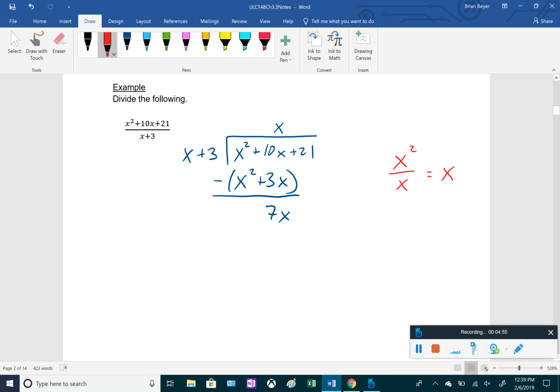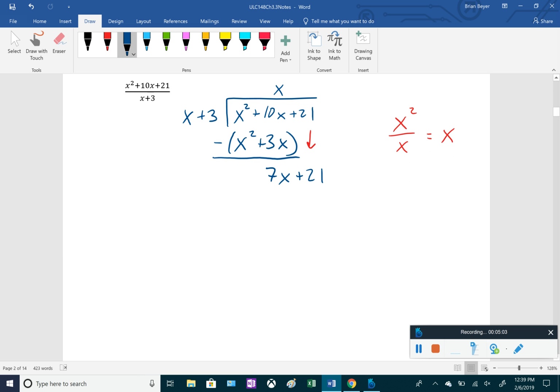And then we're going to bring down the plus 21. And then we're going to do that process all over again. So now we're going to think, what do we have to multiply x by to get to 7x? Or if you have to on the side, you just divide them. 7x divided by x is 7.